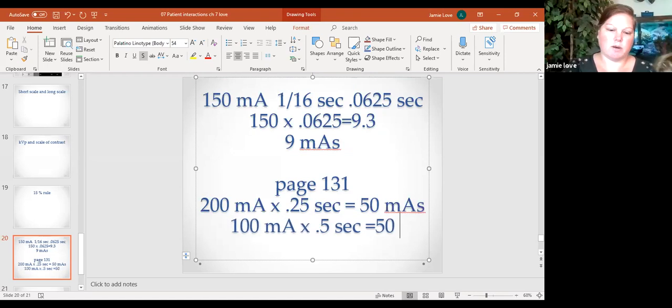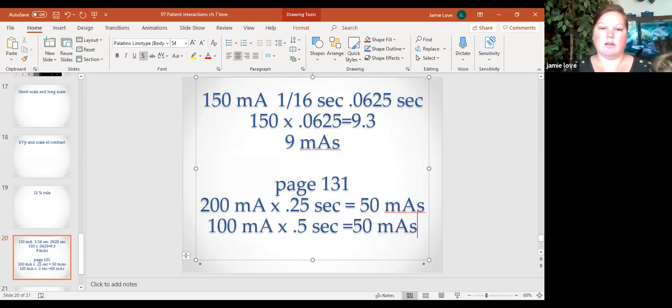Why are my fingers off by one? So you can do multiple different times and mA and still get the same ending mass. Mass is how many photons we're boiling off. So that's on the how to calculate mass question for your objectives, just knowing basic calculations for mass. Then inverse square law, receptor exposure, and the 15% rule and how they affect the image exposure.